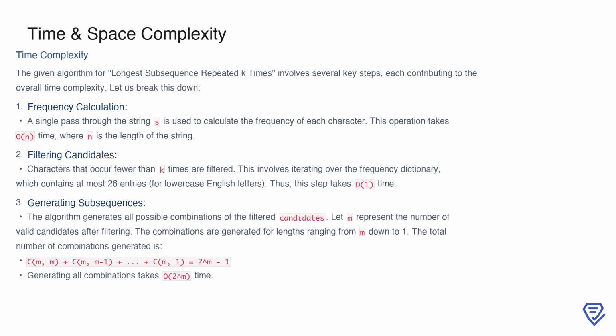In this problem, the time complexity analysis begins with the frequency calculation. Here, we make a single pass through the string s to determine the frequency of each character, which takes n time, where n is the length of the string.